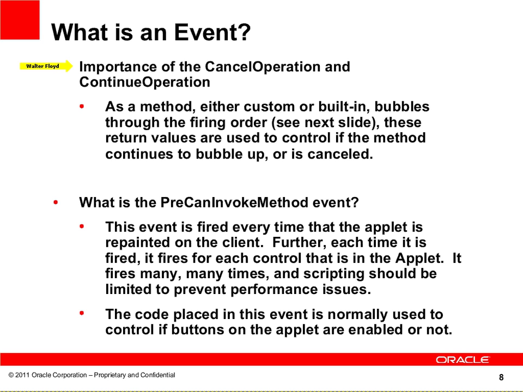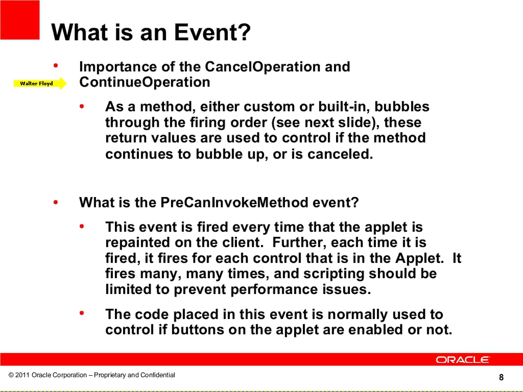Now there's a cancel operation and a continue operation. These are predefined variables, actually a Boolean true or false, that are used to control the flow when a script is executing. We'll look at this on the next slide when we talk about the sequence of events. But the cancel operation signals to the process that's happening to stop bubbling forward, to stop the process at this point and not execute anymore for this particular method.